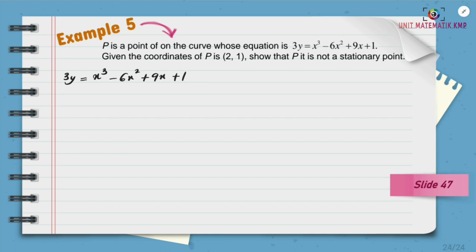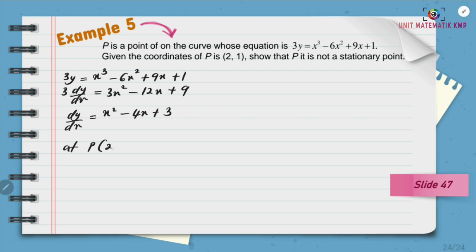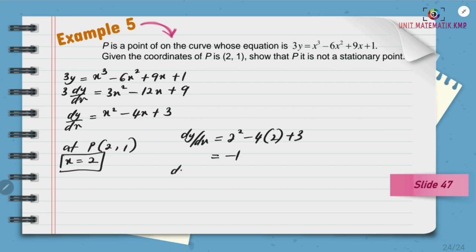To show that it is a stationary point, dy/dx must equal 0. Now, from this equation, differentiate 3y, we have 3 dy/dx is equal to 3x squared minus 12x plus 9, and dy/dx is equal to x squared minus 4x plus 3. At point P (2, 1), that means x is equal to 2. dy/dx is equal to 2 squared minus 4 times 2 plus 3, and we have negative 1. That means dy/dx is not equal to 0. Therefore, shown P is not a stationary point.